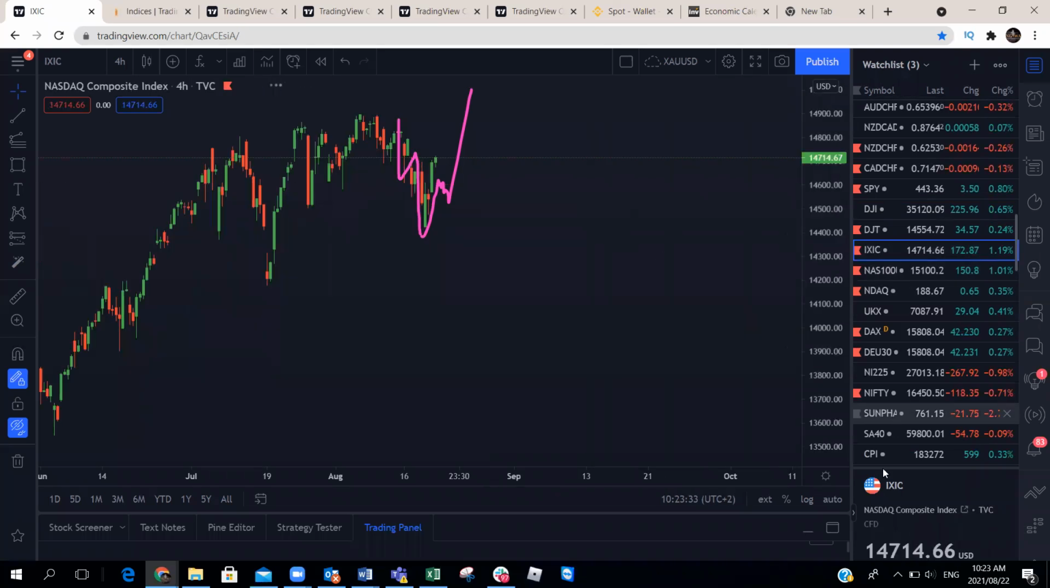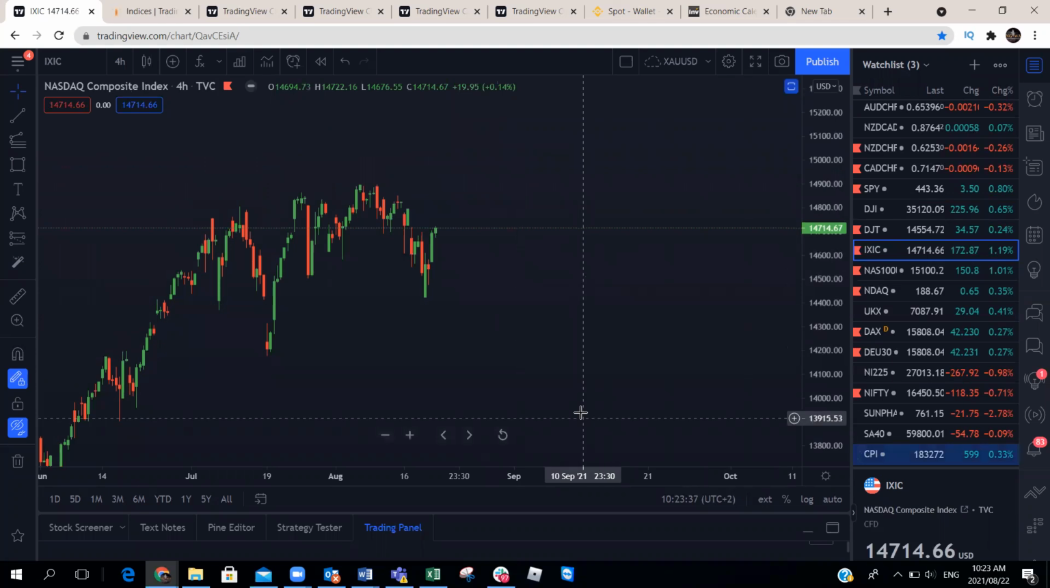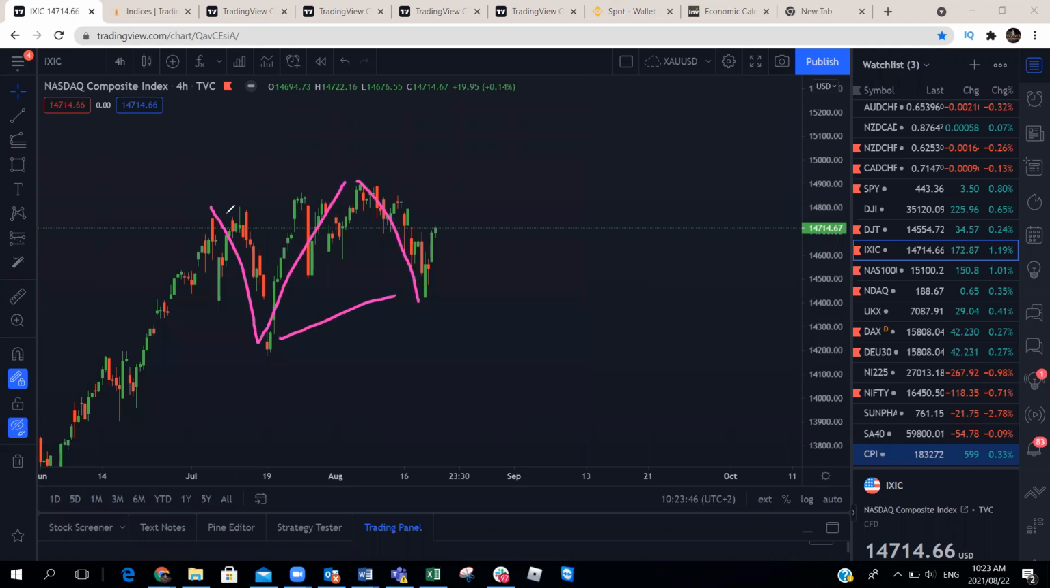NASDAQ, a very clean 3-wave structure. We've got this as a running flat. Actually, it's 3 waves down, 3 waves to the upside, and 3 waves to the downside. A running flat, nice running flat here. We're looking for this to make a move to the upside here. We've got a 4-hour confirmation from the indicator that this is going to push to the upside over the next coming week.